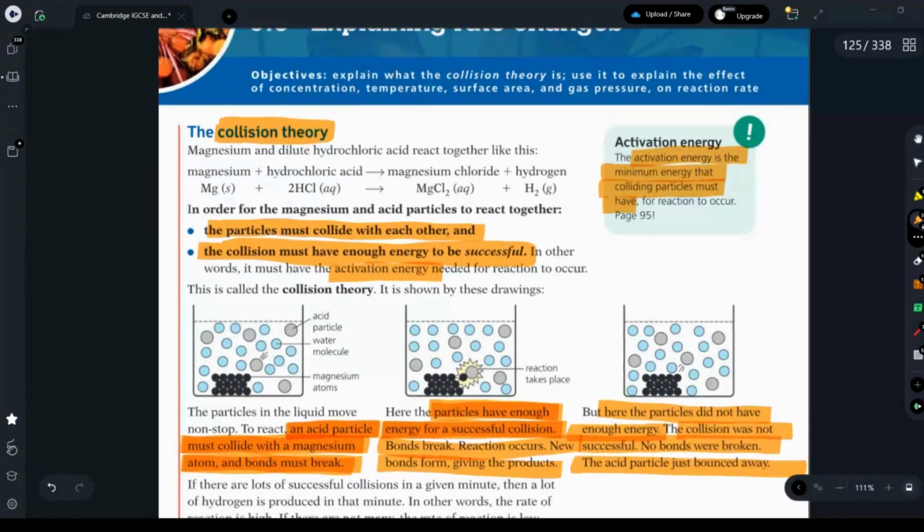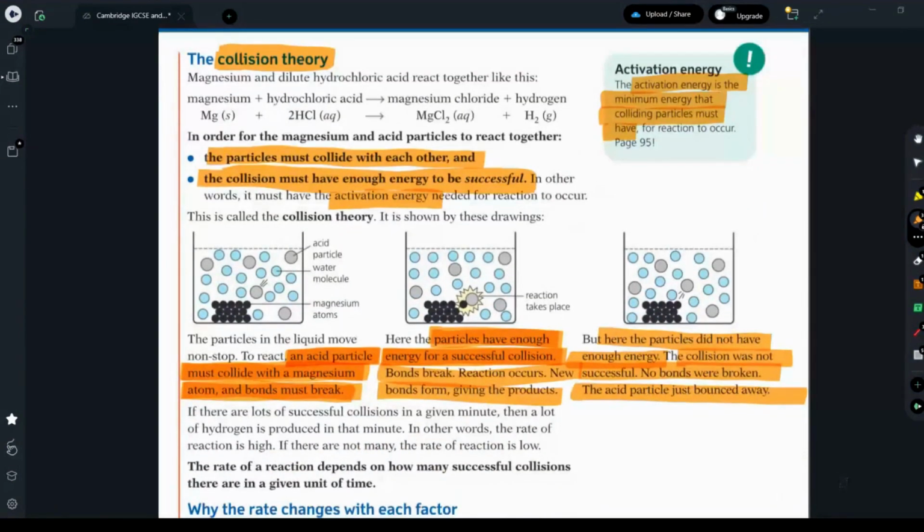Yes, sir. All right. So if there are a lot of successful collisions in a minute, then a lot of hydrogen is produced in that minute. In other words, the rate of reaction is high.